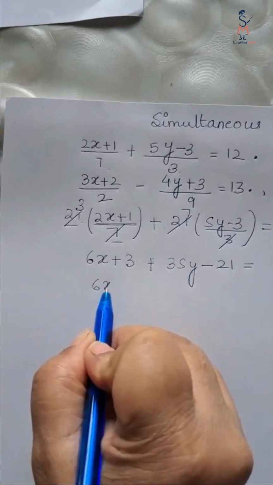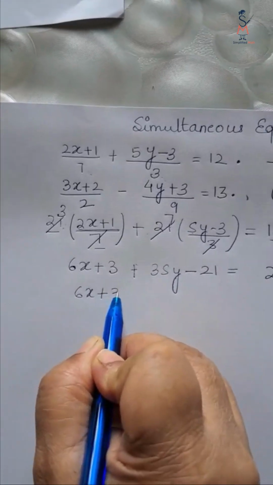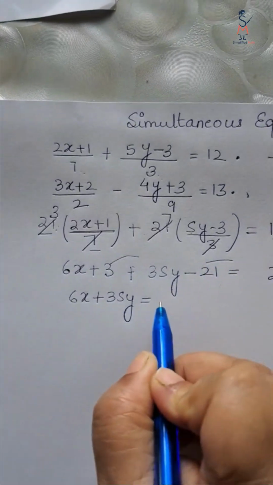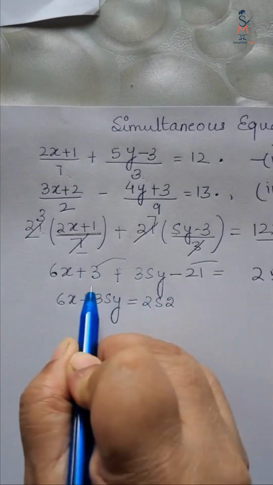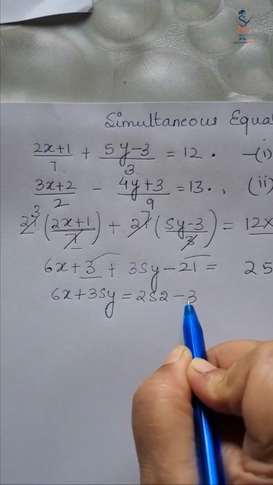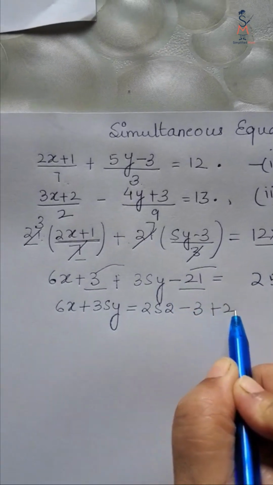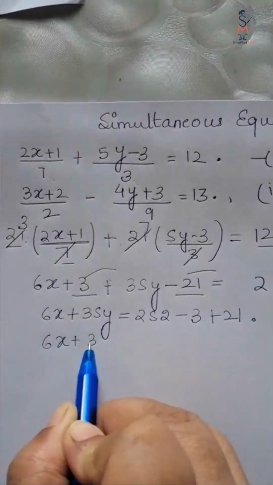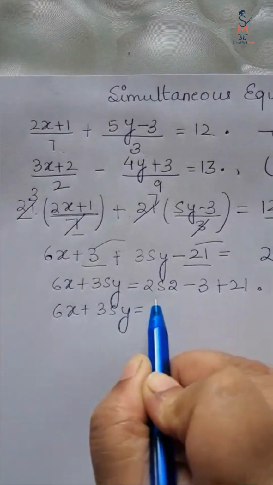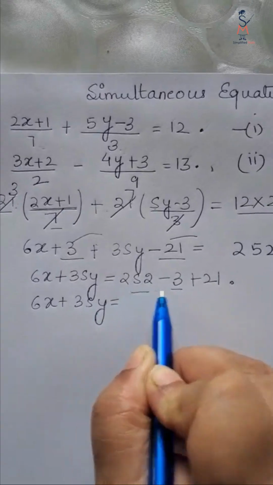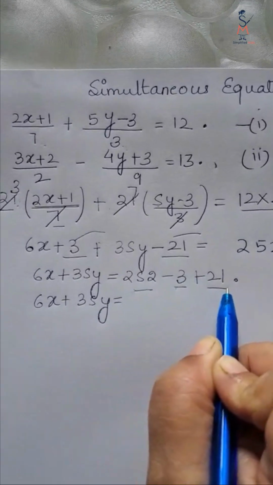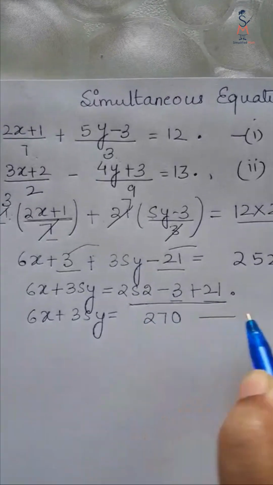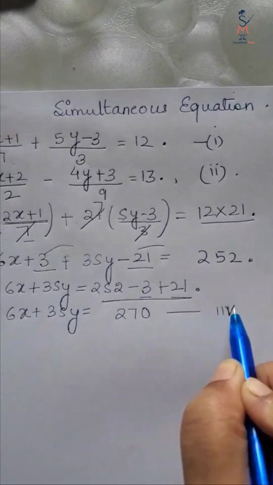So 6x plus 35y, and we will take these constants to the other side of the equation. Plus 3 goes there and becomes minus 3, and minus 21 becomes plus 21. So this becomes 6x plus 35y is equal to 252 minus 3. We'll subtract and then we will add 21. Together when we solve, it comes out to be 270. So this becomes my equation, say third.